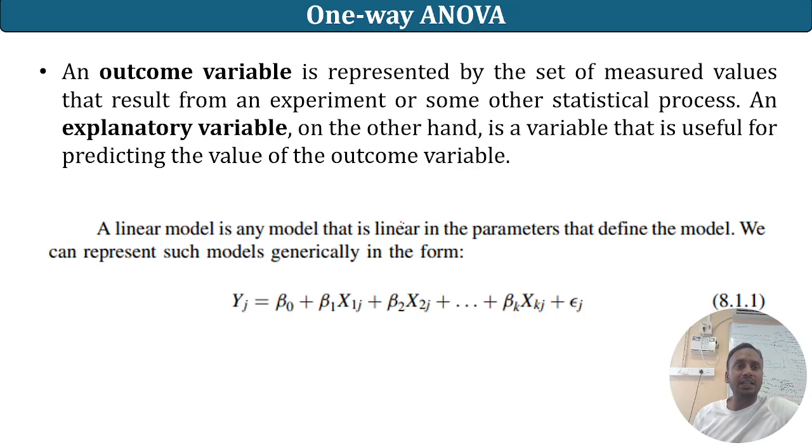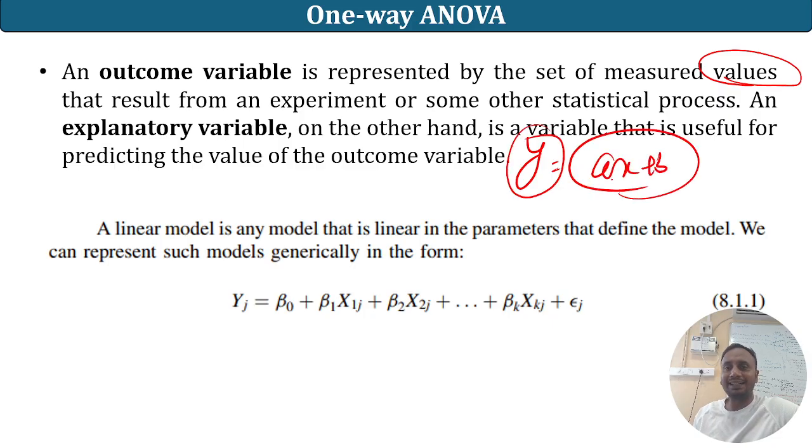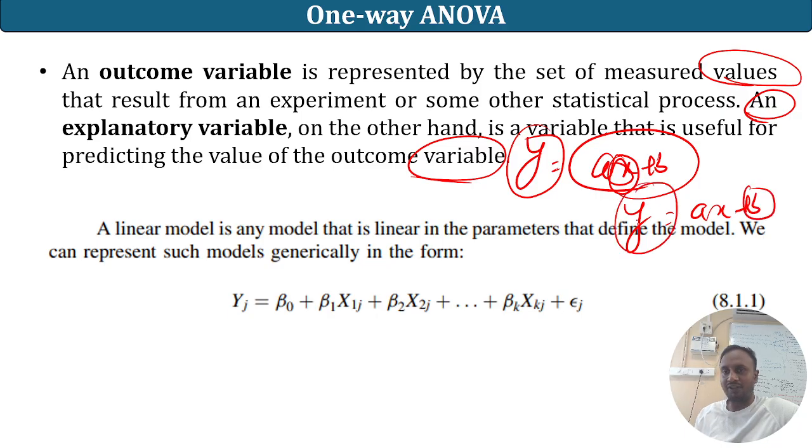If you consider an outcome, the outcome variable represents the set of measured values. Outcome y will be ax plus b, where x is the explanatory variable. The outcome is a set of measured values resulting from an experiment or some other statistical process. The explanatory variable, on the other hand, is useful for predicting the outcome value. Let's say y is equal to ax plus b. Then y is the outcome variable, and x is the explanatory variable.